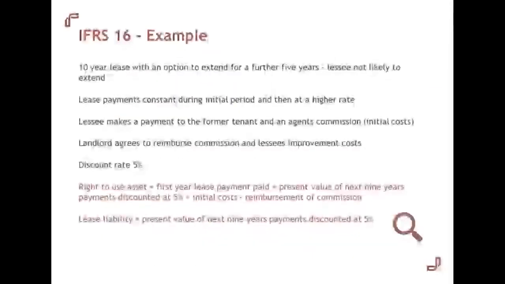For example, a lessee enters into a 10-year lease of the floor of a building with an option to extend for 5 years. Lease payments are constant during the initial period and are at a higher constant rate for the optional period, all payable at the beginning of each year. Initial costs incurred by the lessee consist of a payment to a former tenant and a commission to an agent. The lessor agrees to reimburse the lessee for the commission and for the lessee's leasehold improvement costs.